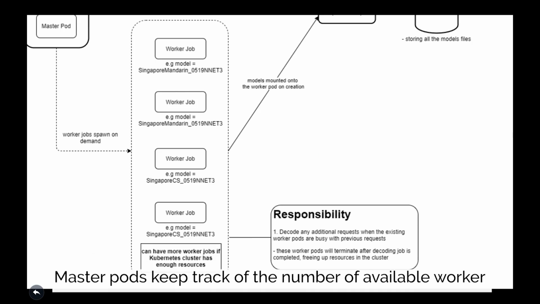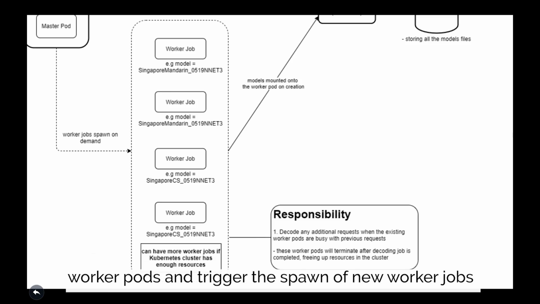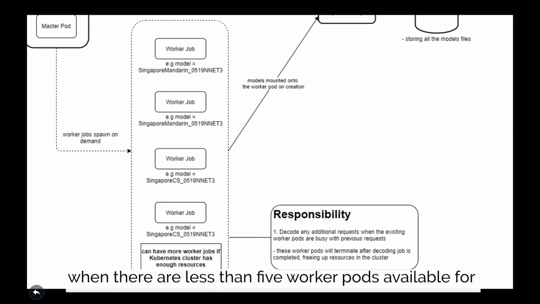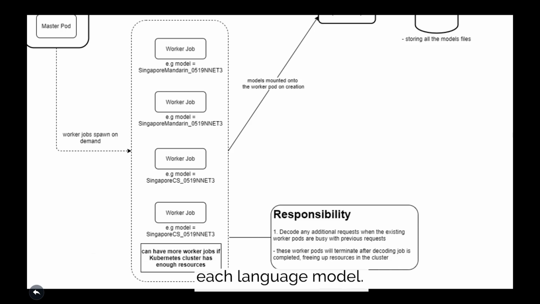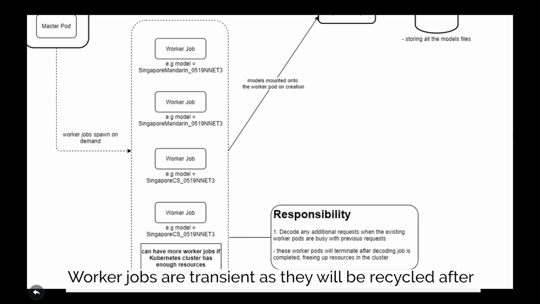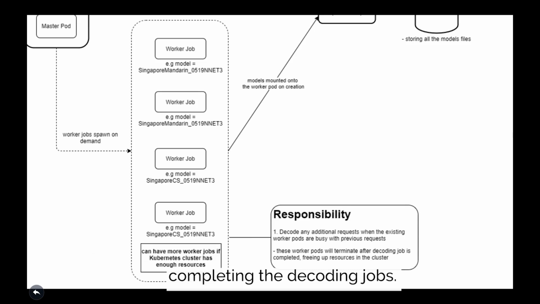Master pods keep track of the number of available worker pods and trigger the spawn of new worker jobs when there are less than 5 worker pods available for each language model. Worker jobs are transient as they will be recycled after completing the decoding jobs.